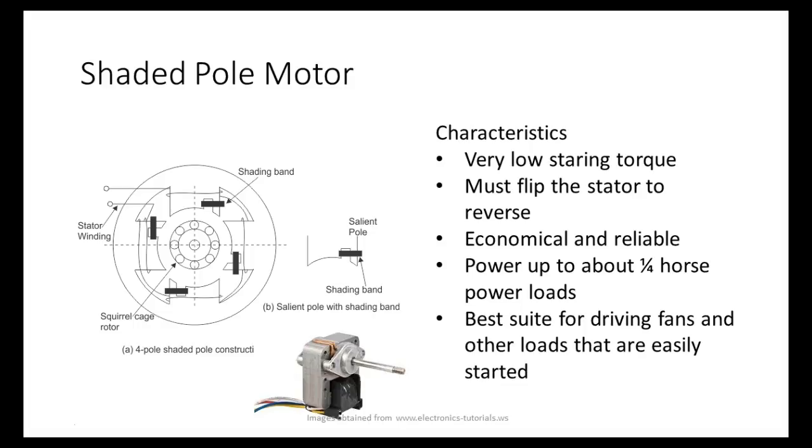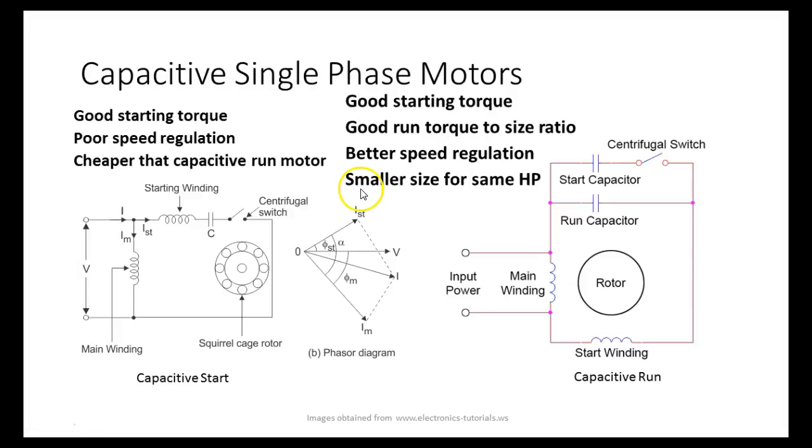So this one is hard to reverse. We can't reverse it, so you have to mechanically reverse this thing. Because most of the time you don't want your pencil sharpener to run backwards, right? So what we do, how do we reverse the single phase motor? We've got to change one of these. One thing.